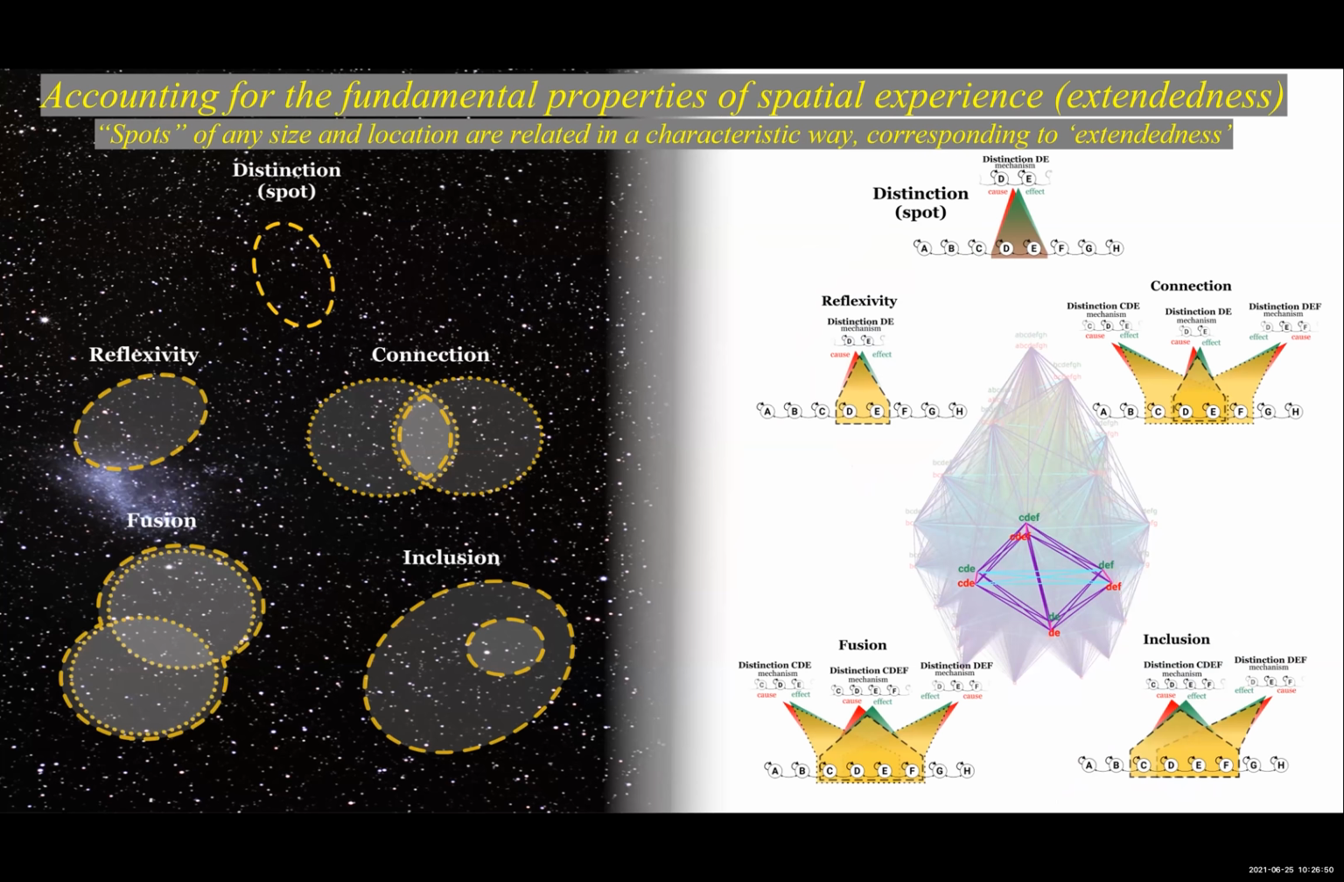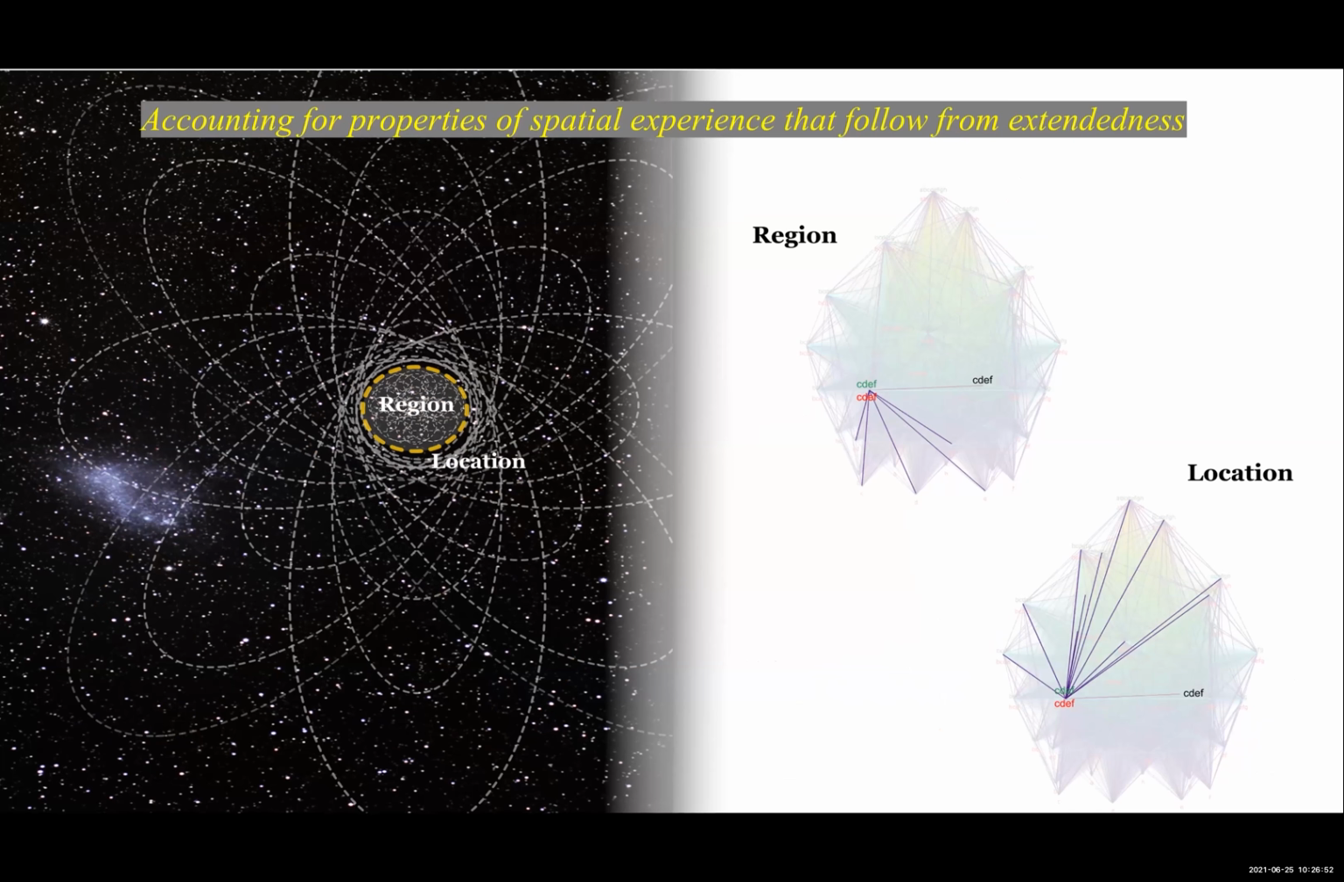These four, reflexivity, connection, fusion, inclusion, we call extendedness. That's what really makes space feel extended. But then there are derived properties, like when you experience a region, and that region of space is at a location in space. This has a direct translation in terms of what is called the subtext and the supertext of a distinction, but it all follows from unfolding the cause-effect structure.